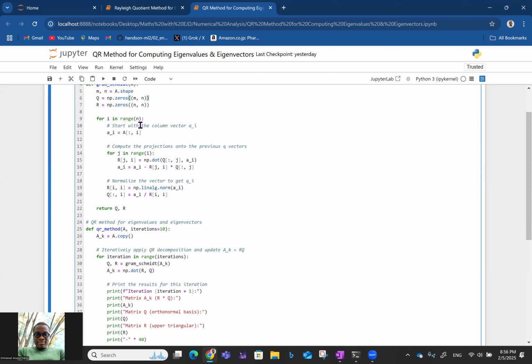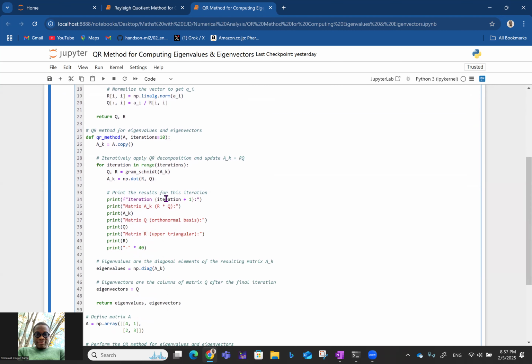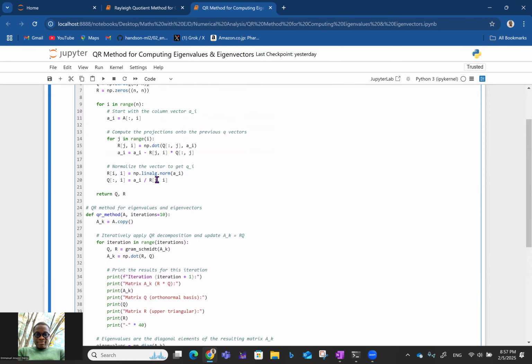So we now say for I in range N. We start with the column vector AI, the 4-2-1-3, that kind of thing. That's all of what is happening in this place. Then the normalization is happening here also. That is coming from linear algebra, which we find in NumPy. Then we now have the QR method for eigenvalues. The QR method is defined from line 25, and we get all that. Then Gram-Schmidt, so we now have the iteration starting here. Gram-Schmidt is summoned since it has been defined at the top.